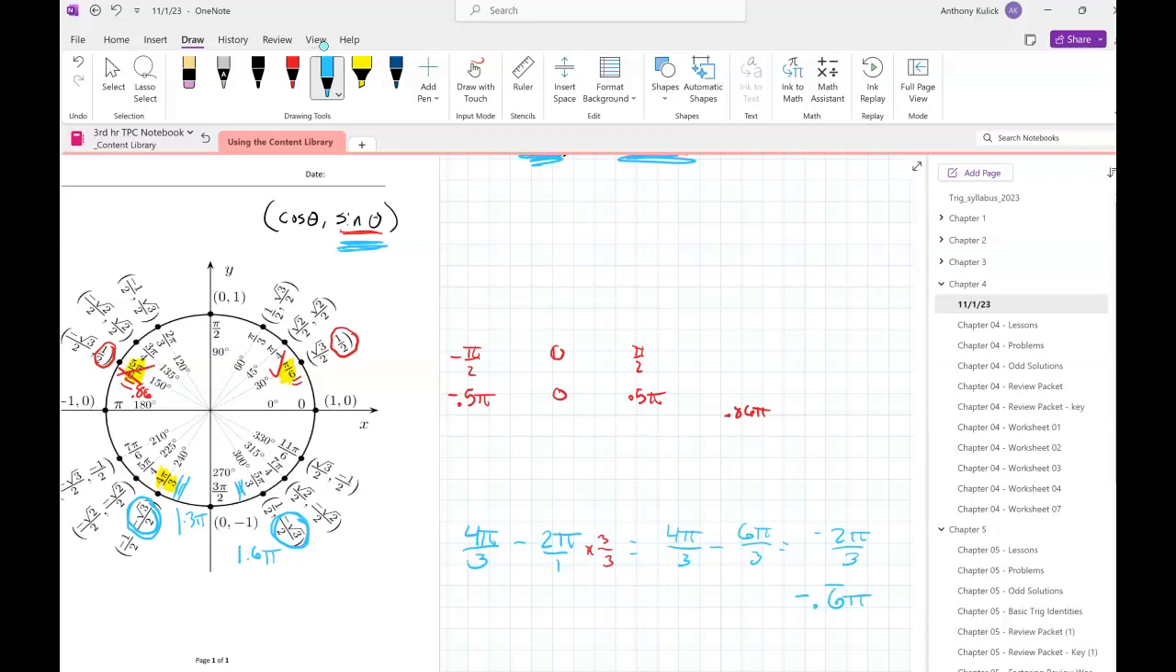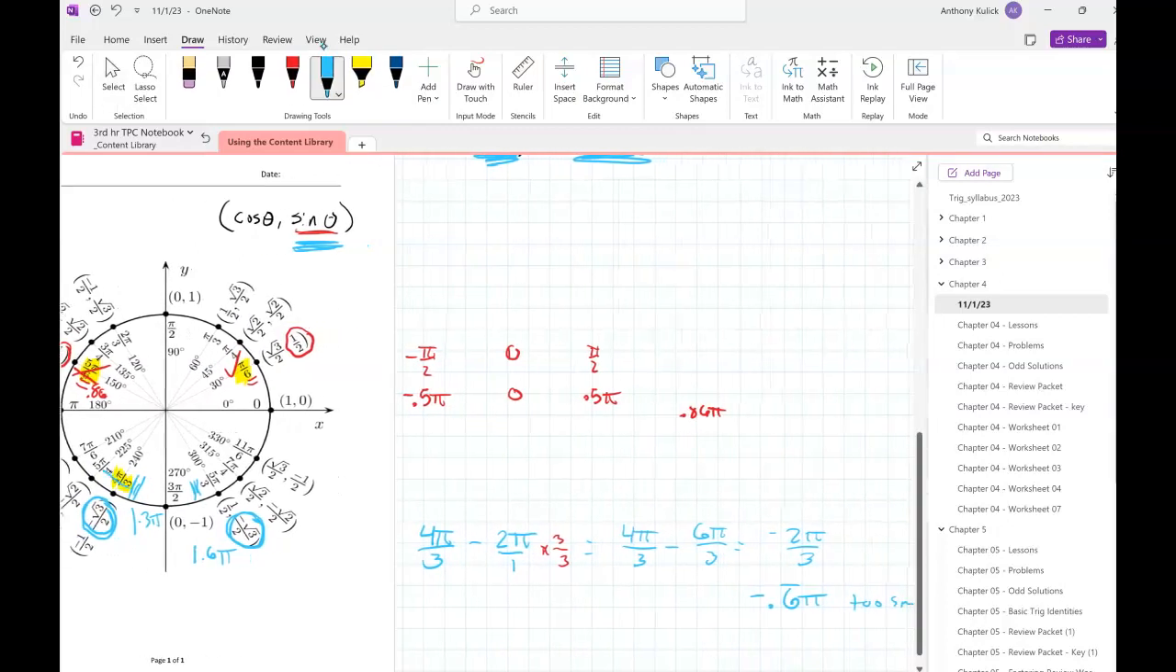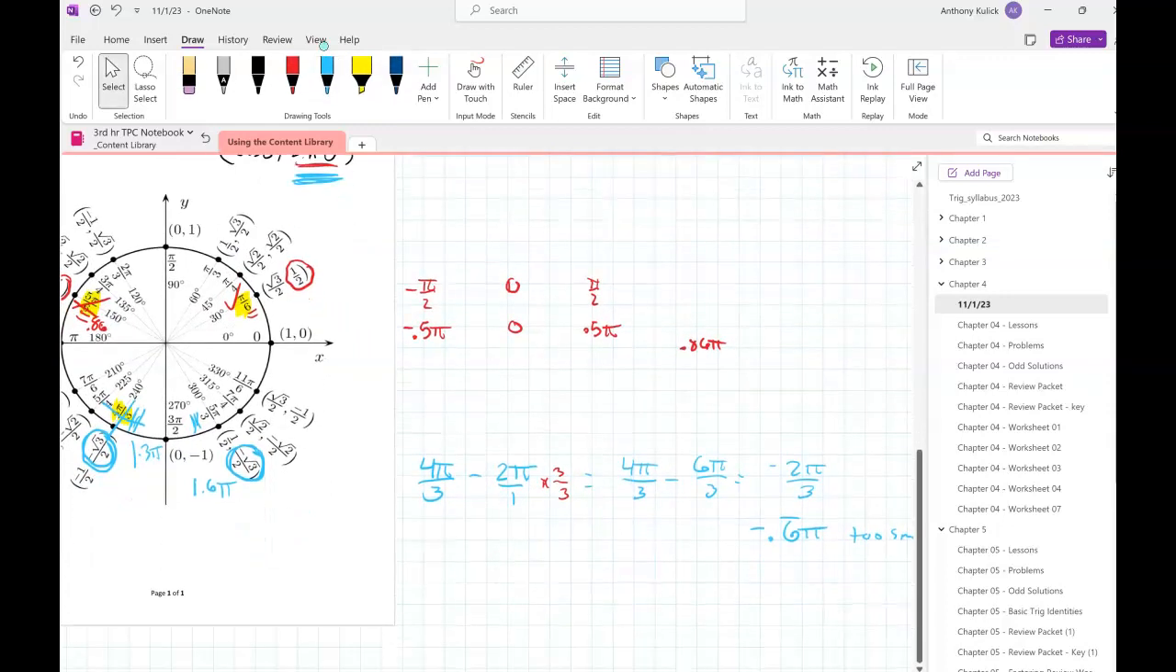Is that too big or too small? Now that's too small, right? Because it's less than negative pi over 2. So this one, not going to work. Let's check the other one.